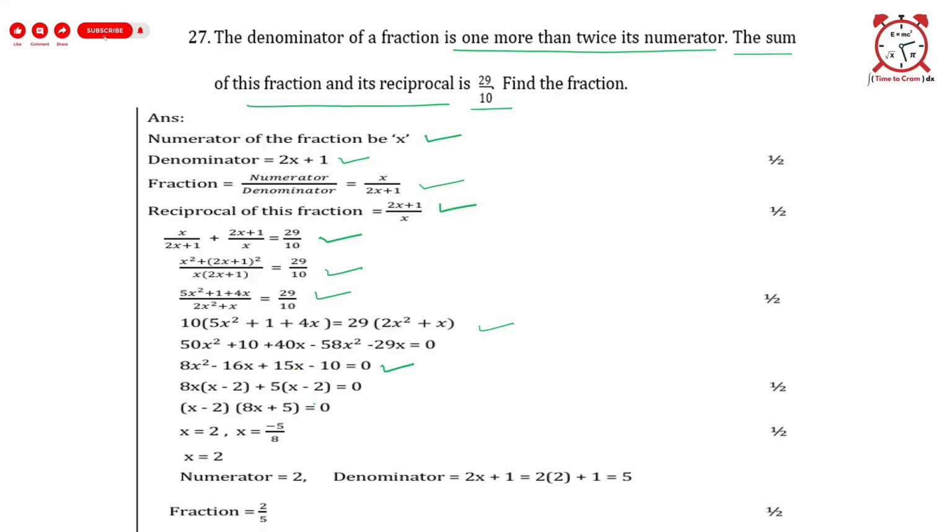By making the factors, we will have two roots, x equal to 2 and x equal to minus 5 by 8. Minus 5 by 8 is not possible because it is clearly given that x is the value of the numerator and denominator. So x equal to 2. This x equal to 2 is the value of the numerator, and we will find the denominator by the formula 2x plus 1. Then we will get 5 here. So our required fraction is 2 by 5.